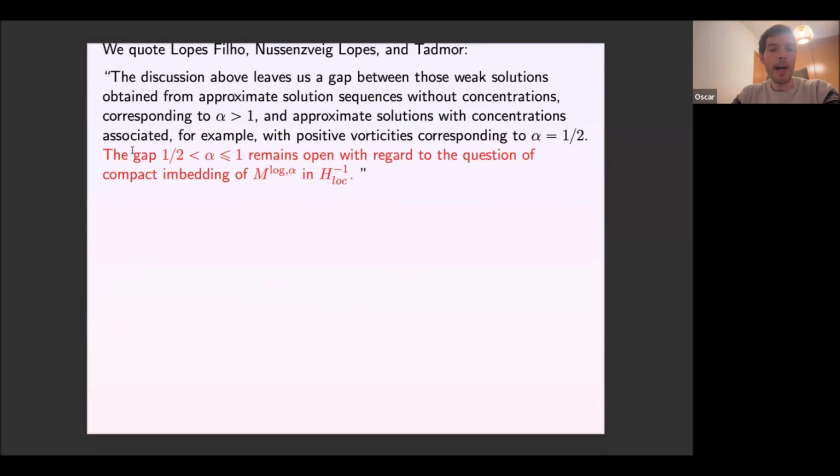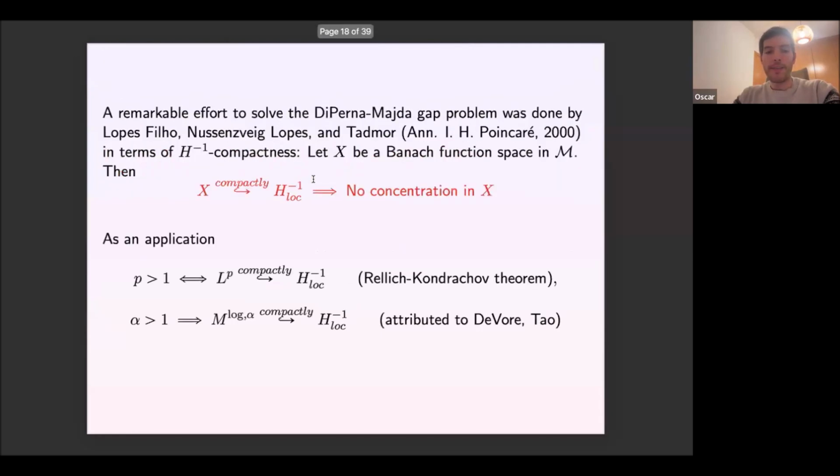So I'm going to skip this part and let me concentrate on the last statement in red color. The gap alpha between 1/2 and 1 remains open with regard to the question of compact embeddings of Morrey space into H^-1. So this method is not working when alpha is less than or equal to 1.